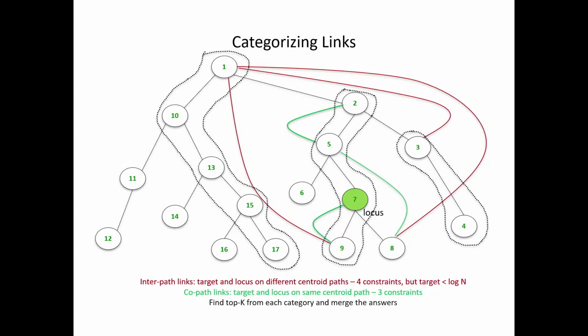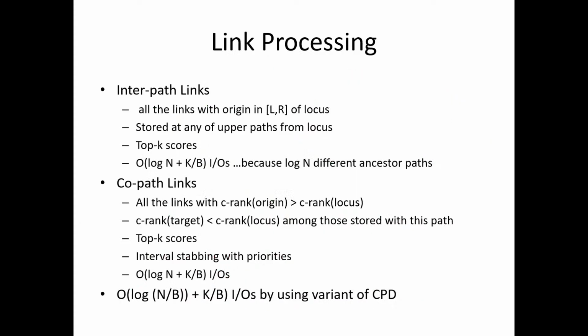Now, another property of the centroid path decomposition, sorry, I forgot to mention, assuming everybody knows, is that the number of paths you jump, from any leaf to the root, is only log n. So that is one good property. Based on this, for interpath links, the number of paths is only log n. So we store this in all the paths above, and this log n comes because I'm going to now search log n different structures.